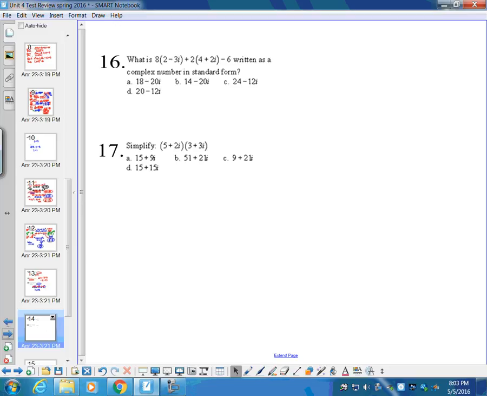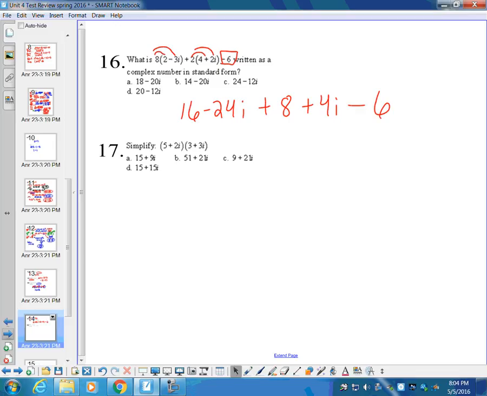Okay, 16, you've got 8 times 2 minus 3i plus 2 times 4 plus 2i minus 6. So we want to first distribute the 8, distribute the 2, and then in the end you subtract the 6. So we've got 8 times 2 is 16. 8 times 3i is negative 24i. 2 times 4 is 8. And 2 times 2i is 4i. And then we've got a minus 6.